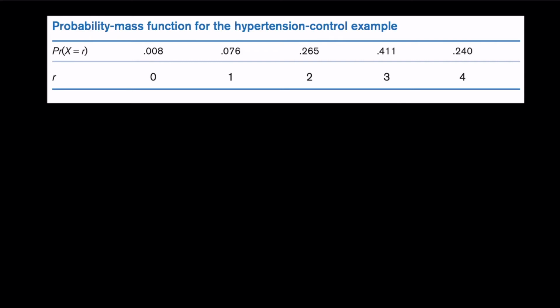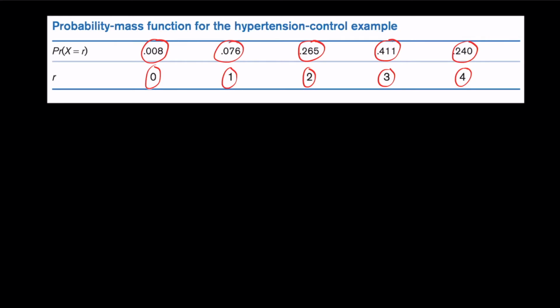For example, the number of people with 0 events is 0.008. The number of people with 1 event is 0.076, with 2 events is 0.265, 3 events is 0.411, 4 events is 0.240. So this is a probability mass function.